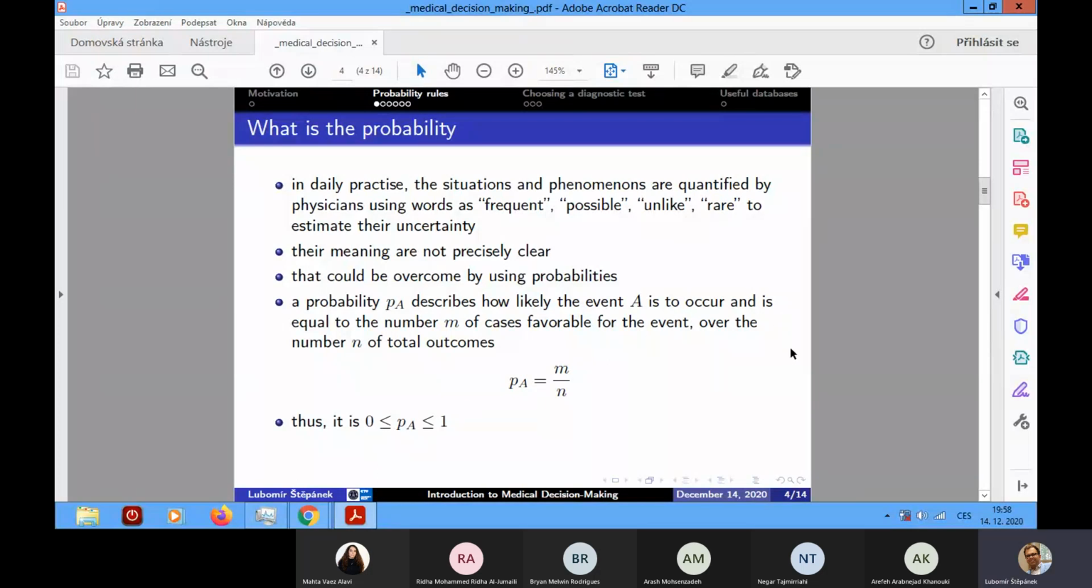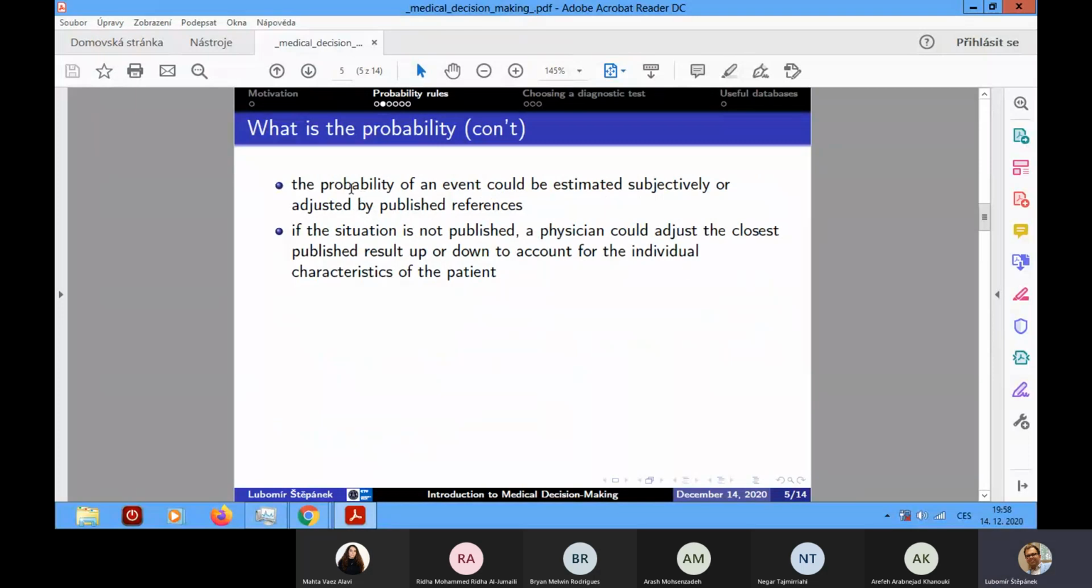So it's as easy as this. Just in daily practice, the probability. There are several ways to get the probability of an event, and the event could be, for example, a level of confidence of a diagnosis based on some symptoms. So how can you estimate probability in daily practice, or how can you get the probabilities?